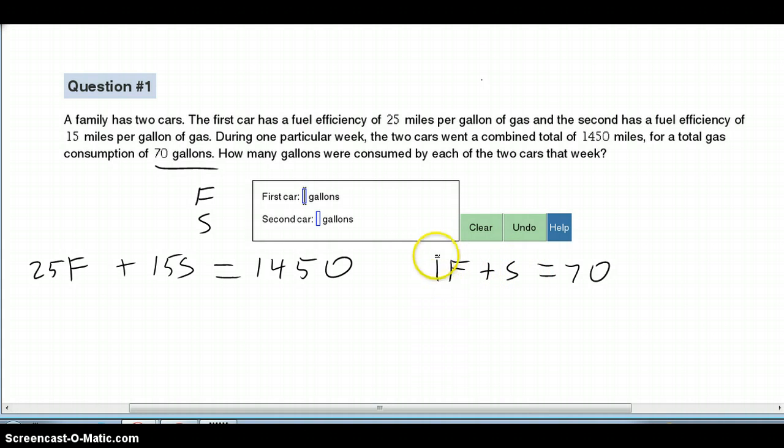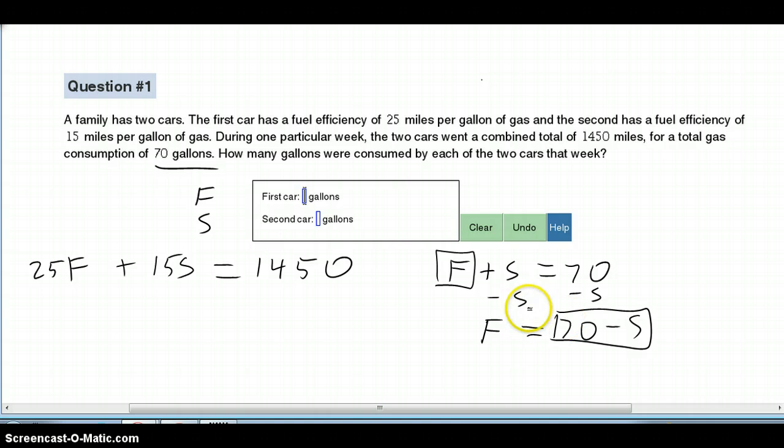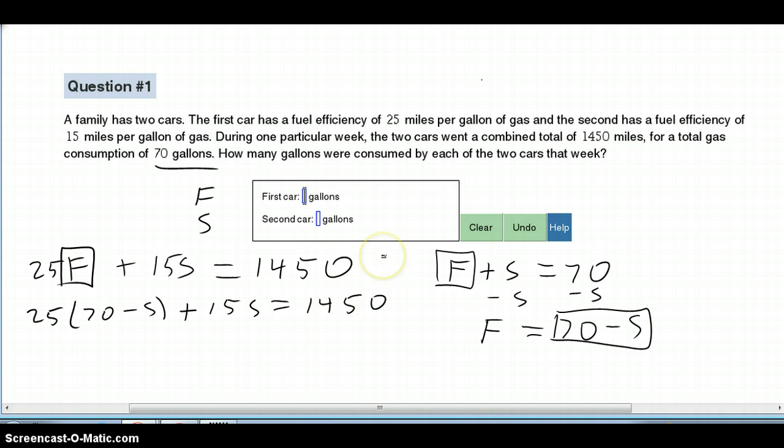What I'm going to do here is try to figure out what F is. To do that, I'm going to subtract S from both sides of this equation. So the number of gallons used by the first car is 70 minus the number used by the second car. It's just everything left over, which makes sense. Now I can substitute that in for F right here. So 25 times (70 minus S) plus 15S equals 1,450. Now we've got one equation with only one unknown, and the rest is some basic algebra.